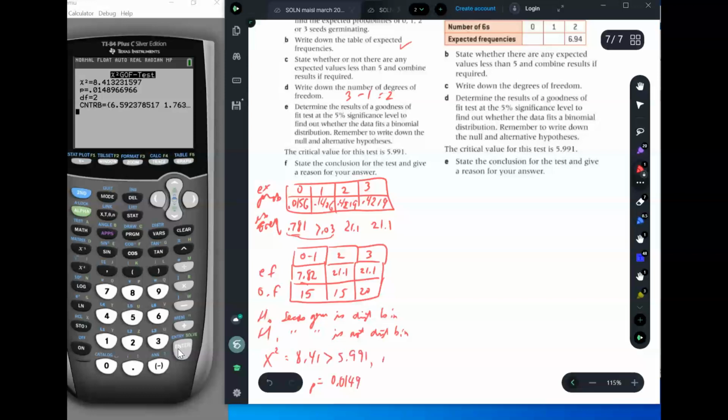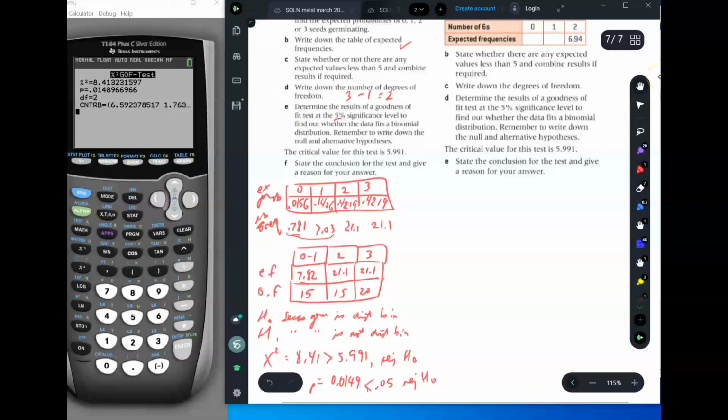So that means we reject the null hypothesis according to the chi-squared value. And then if we compare the p-value to the significance level of 5%, we compare 0.0149 to 0.05. We can see that it's smaller, which means we reject the null hypothesis also. So the seeds grown are not binomially distributed because we're rejecting the null hypothesis. And that's it for that one.